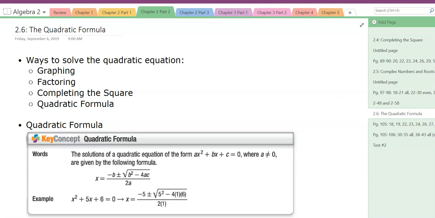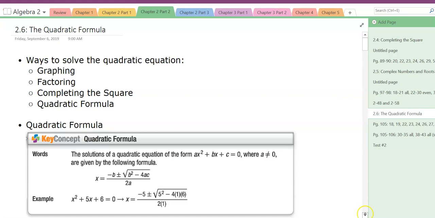The really nice thing about the quadratic formula is if you're unsure, or if it's something that's not easy to factor and you're not quite sure if you want to try to complete the square, the quadratic formula will work every single time. It's always the one that you can fall back on, and it's probably the most used because it's useful for any type of quadratic equation. So in order to solve a quadratic, so far we've talked about graphing, factoring, completing the square, and now we're going to add in a fourth method, which is the quadratic formula.